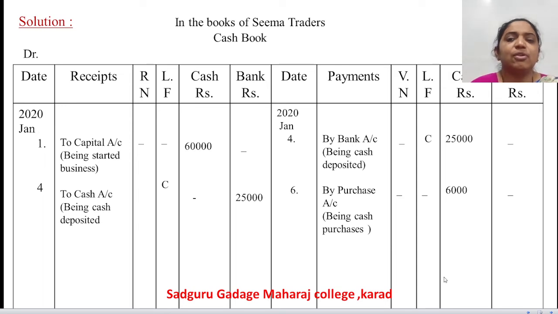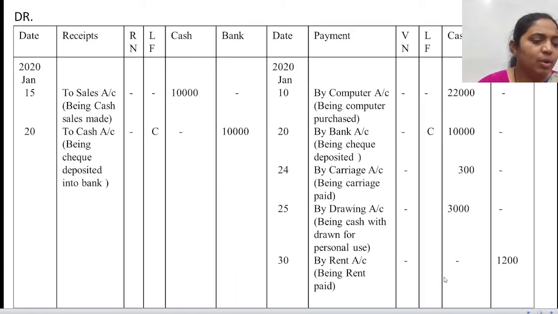As purchase is an expense, you will write on the credit side. Because whenever you receive, it's the receipt side, and whenever you pay, purchase means you are purchasing, your cash goes out. So on the credit side, you will write date 6, by purchase account, amount in the cash column, being cash purchases. Okay. Rest is all same, very common, very easy. Got it?